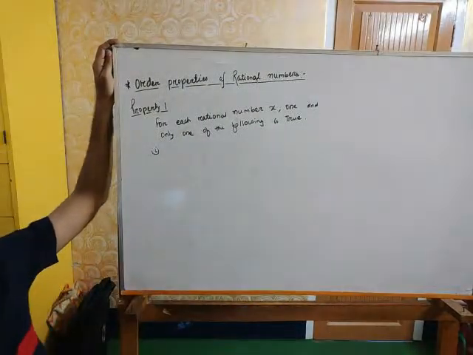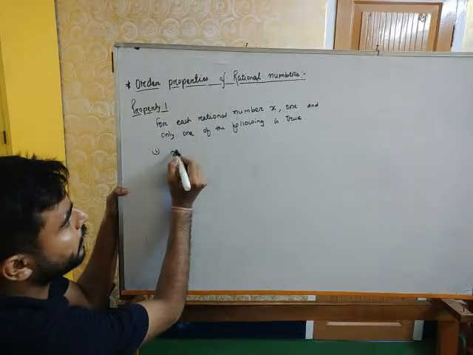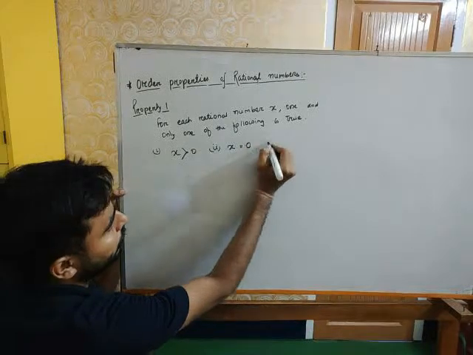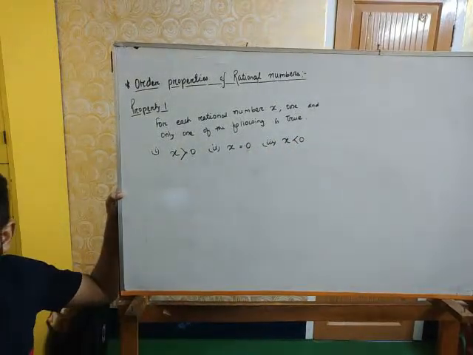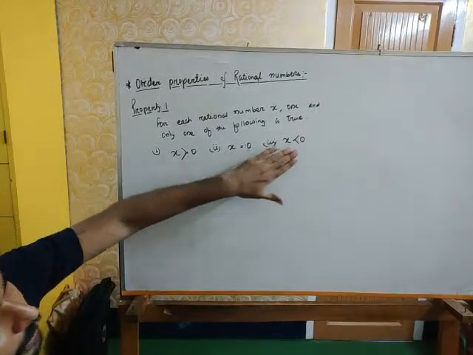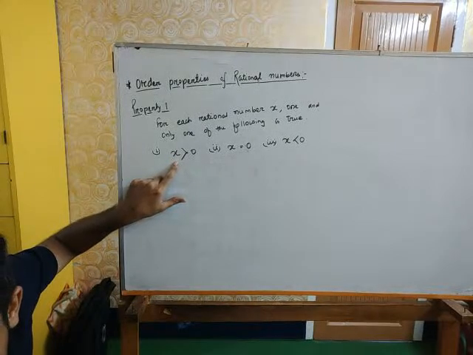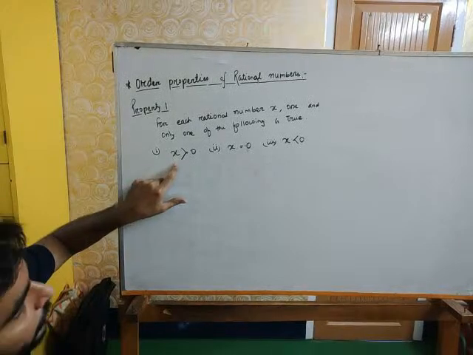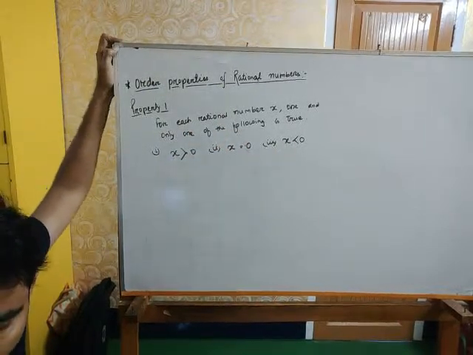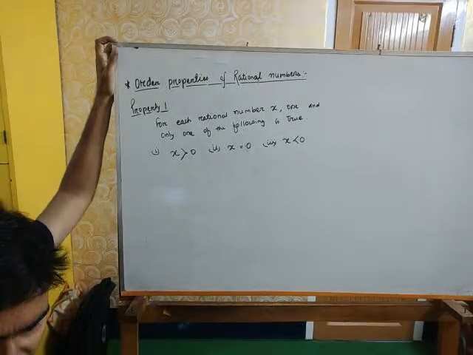What is that? If x is a rational number, then x will be greater than 0, or x will be equal to 0, or x will be less than 0. What does it mean? If a number is rational, it can be positive, it can be 0, or it can be negative. Any number greater than 0 is positive, so x is greater than 0. If x is equal to 0, it is neither positive nor negative. And if x is less than 0, it is negative. So if x is a rational number, it will be greater than 0, equal to 0, or less than 0. This is one property.